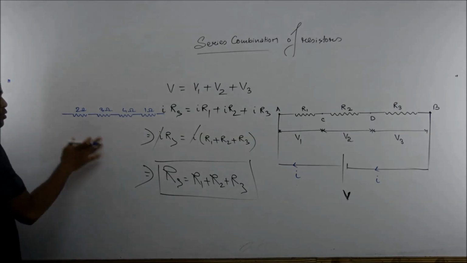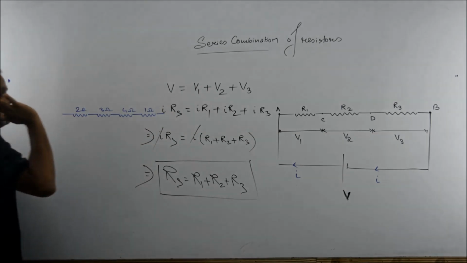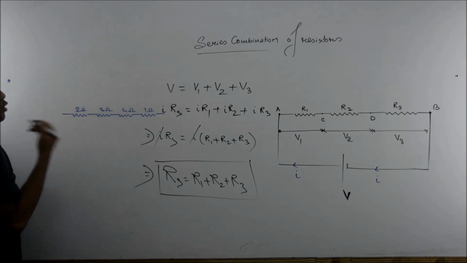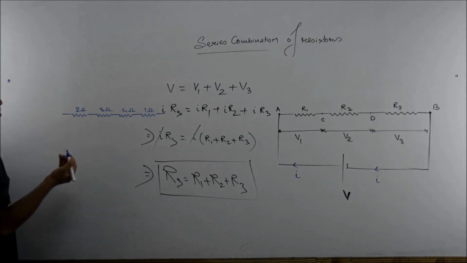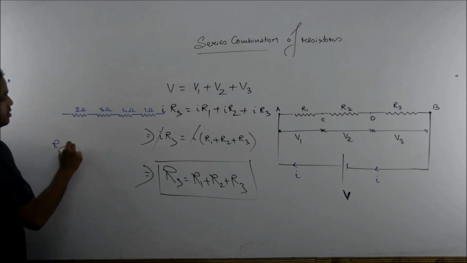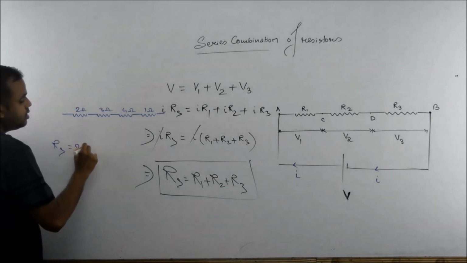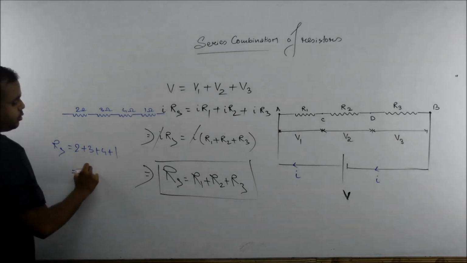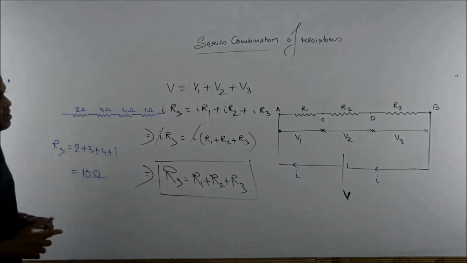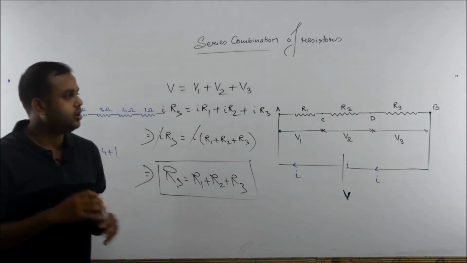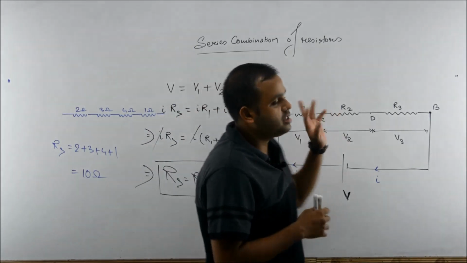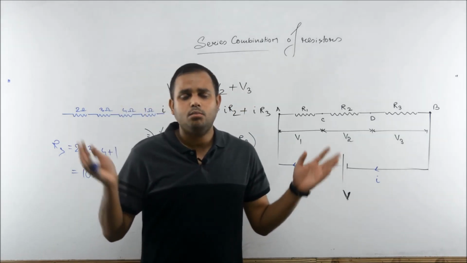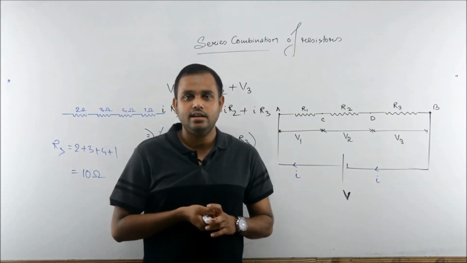And if current flows, the same current will flow through each of the resistances. So they are connected in series. Now if I ask you what is the equivalent resistance, then simply we will add 2 plus 3 plus 4 plus 1. It's 5, 5 plus 5, it's 10 ohm. Clear, students? It is not that only two or three resistances can be combined in series. You can combine n number of resistances.